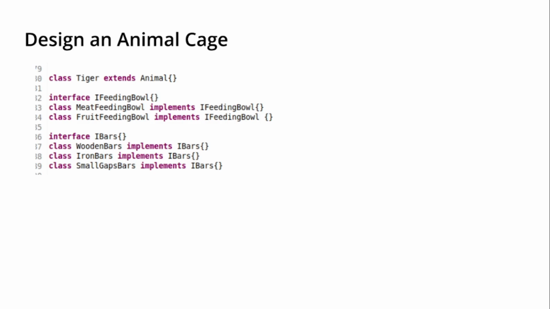For a cage, we need two things. One, the type of bars it has. So let's say we have defined an interface I bars, and we have three types of bars: wooden bars, iron bars, small gap bars, and there could be multiple more. And the other is what type of feeding bowl that cage would be having. One would be meat feeding bowl, one could be fruit feeding bowl, and there could be many more types of bowls there.